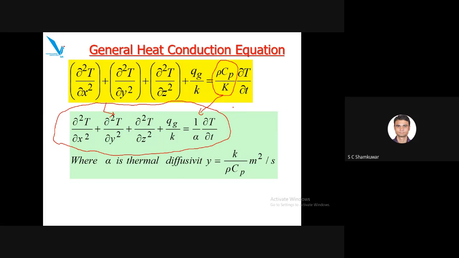What is Qg? Qg is the heat generated within a system. There are some devices where heat is generated, isn't it? If you take the example of a nuclear reactor as our system, in a nuclear reactor there is heat generated. That is Qg. If you consider an internal combustion engine as our system, heat is generated due to combustion. So in many chemical and combustion processes, heat is generated within a system, that is nothing but Qg.